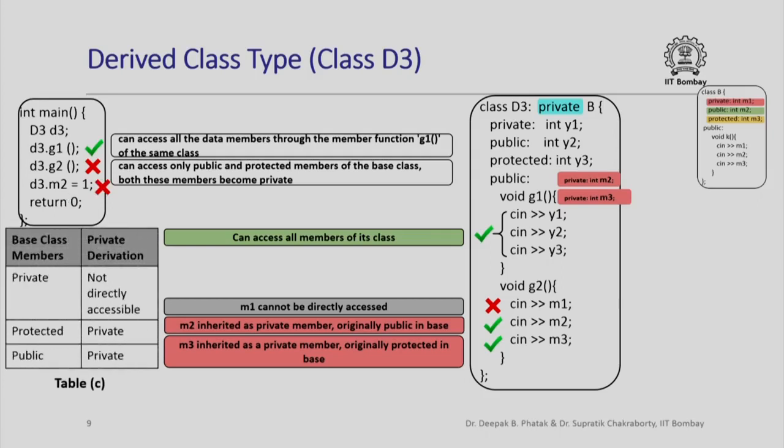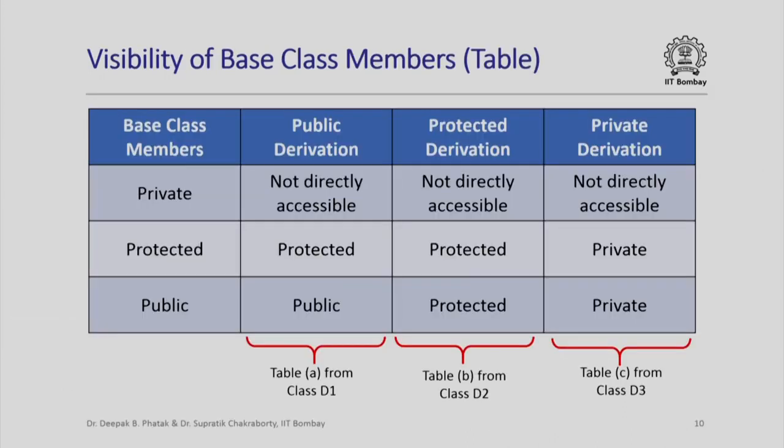So once again, summarizing what we have studied in this slide: when we have private derivation like we have over here, then if the base class member is private, of course that member is not directly accessible in the derived class. But regardless of the other two access control specifications of data members of the base class, that is whether a data member is public or protected, within the derived class those data members will be accessible only as private data members.